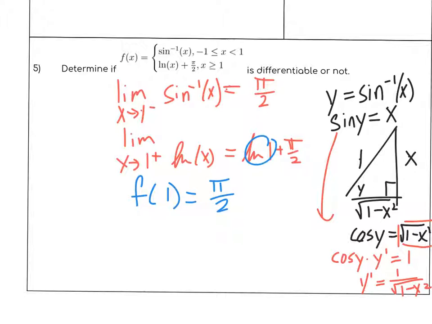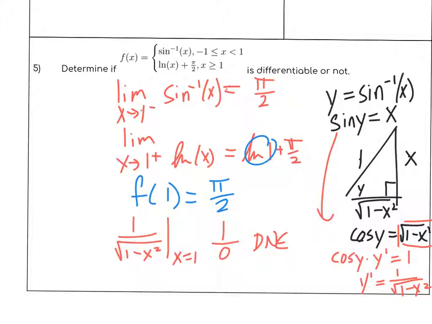So derivative-wise, we're looking at 1 over the square root of 1 minus x squared. And if we plug in 1 for that, we get 1 over 0, which does not exist because it's undefined. Therefore, the derivative cannot be differentiable.